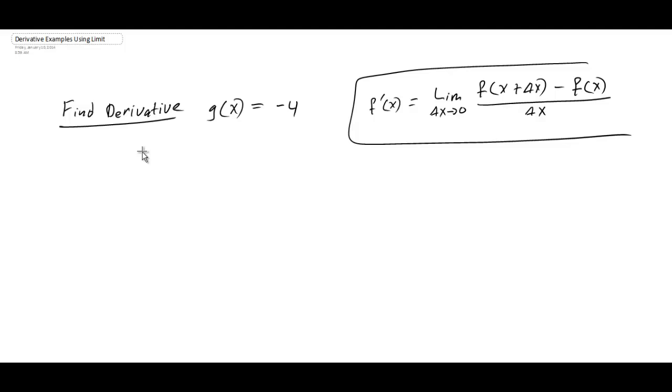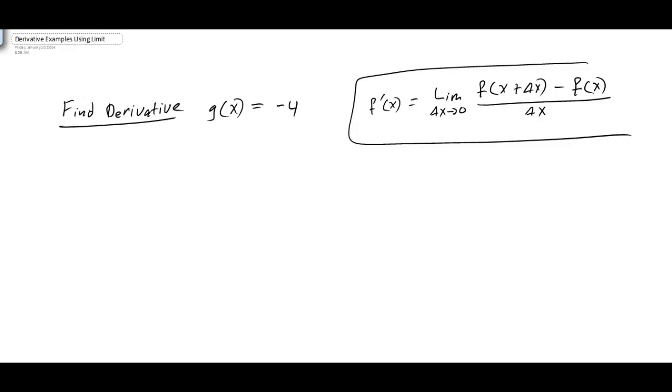Hello, today's video we're going to look at finding the derivative of several functions. And the first one we want to look at today is the function g of x equals -4. And recall our limit definition for finding the derivative is the limit of f of x plus delta x minus f of x over delta x as delta x approaches 0.